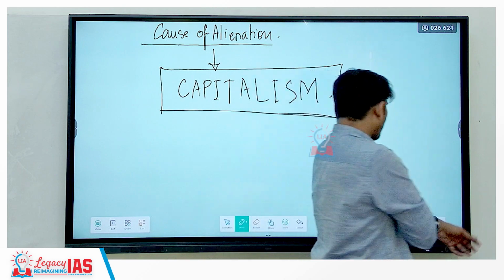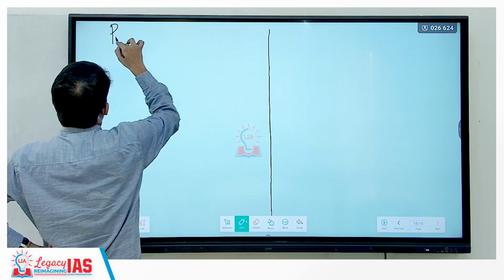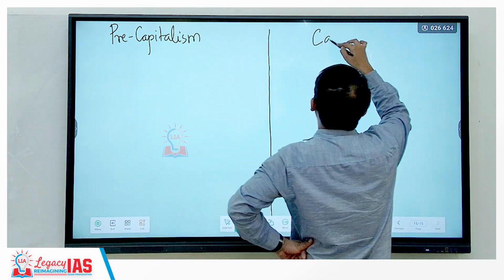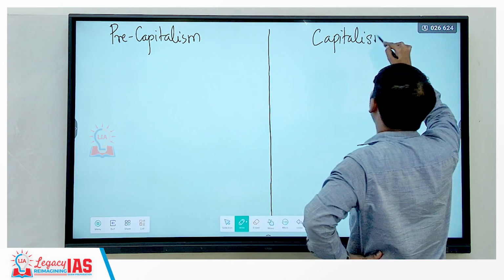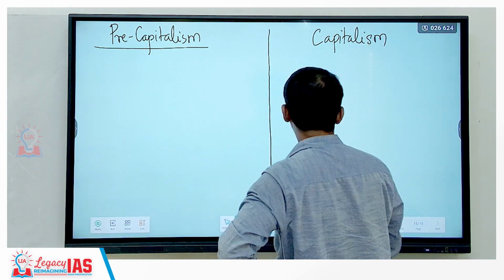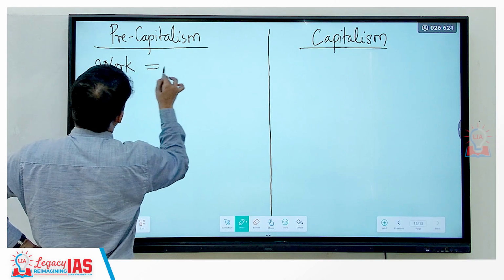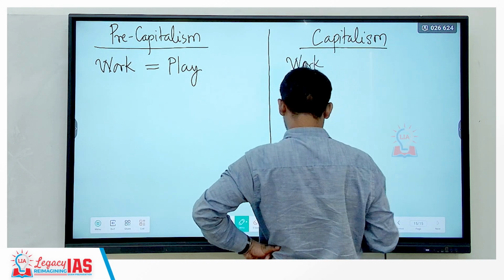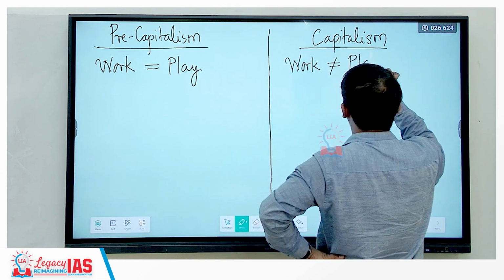To understand how this is the cause of alienation as per Karl Marx, let us divide the society into two different types: pre-capitalism, as in prior to capitalism, and then during capitalism. So in pre-capitalism, Karl Marx says work was equal to play, and of course in capitalism, work is not equal to play.